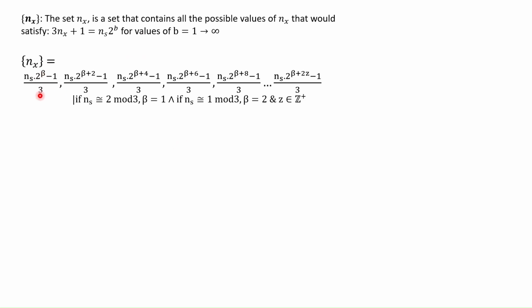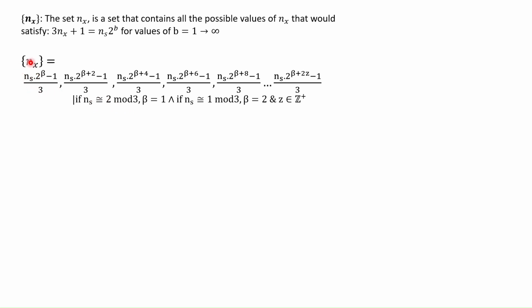Now nx, earlier we established the rule for parity of b. Here we have used the variable beta instead of b. Beta refers to b being equal to 1 or 2, nothing more than that. Beta can be equal to 2 or beta can be equal to 1. It depends upon ns modulo whatever its congruence is to modulo 3.